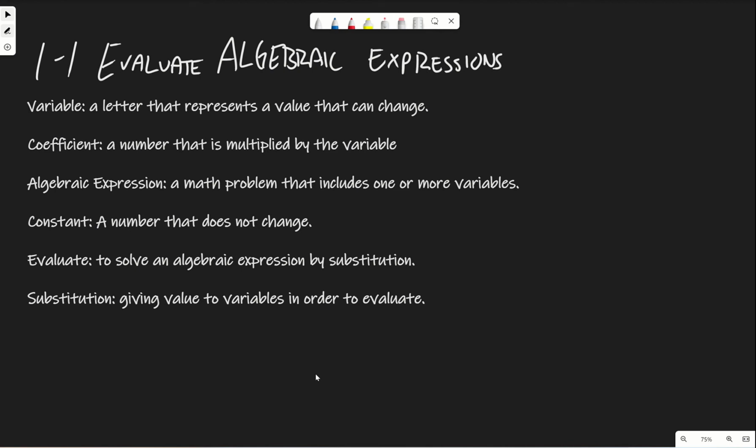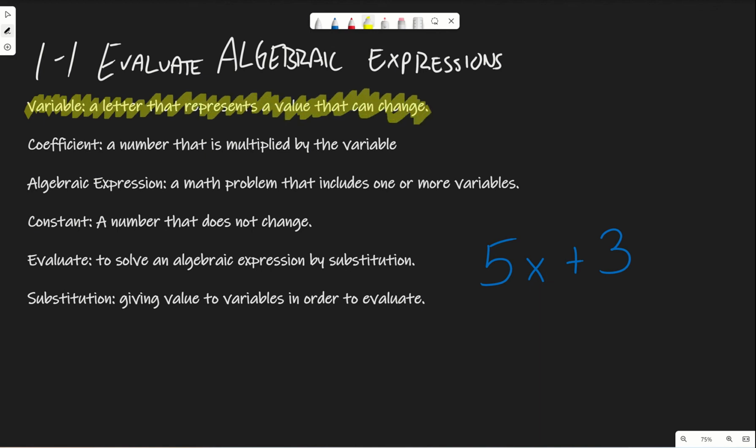All right, let's say I have the algebraic expression 5x plus 3. This is an algebraic expression, 5x plus 3. We can see the variable, so a letter that represents a value that can change. The variable here is x. This letter is a value that can change. X can be anything. X can be 1, x can be 0, x can be 30. It can change no matter what we do.